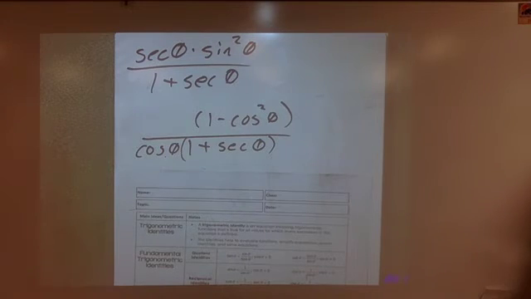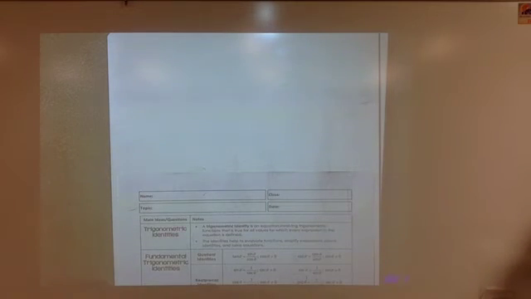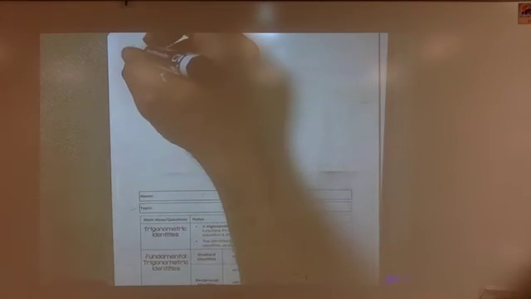So I don't know. I'm going to have to think about that one. Not really sure on that one. I almost feel like that denominator should have been squared. I'm going to say that was a typo. If it was 1 plus secant squared theta in the denominator, then we could probably do something with that. So, let's see how that one plays out.